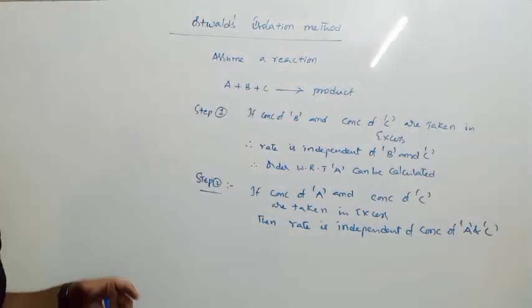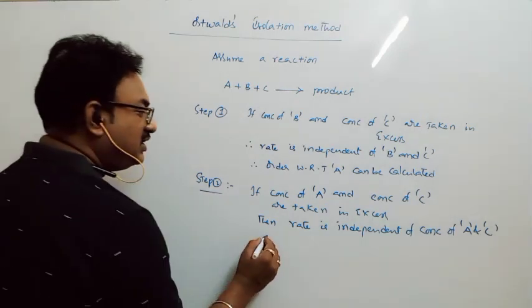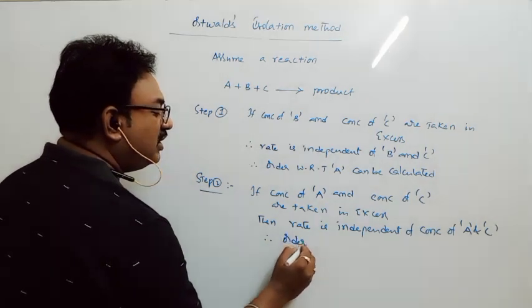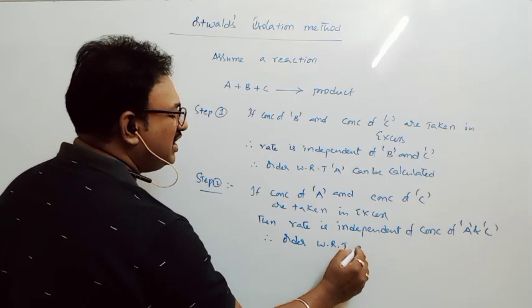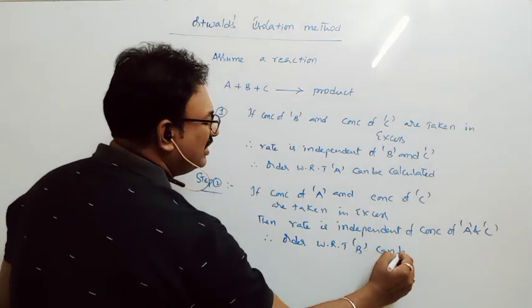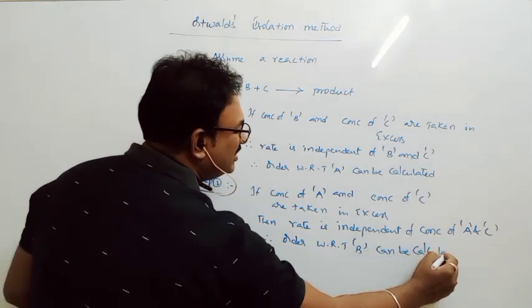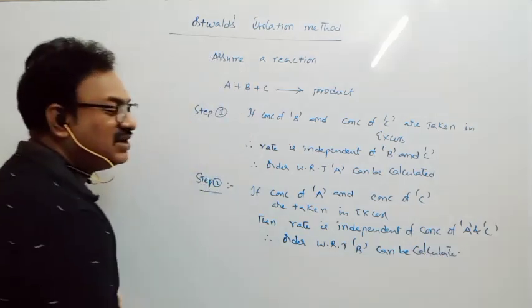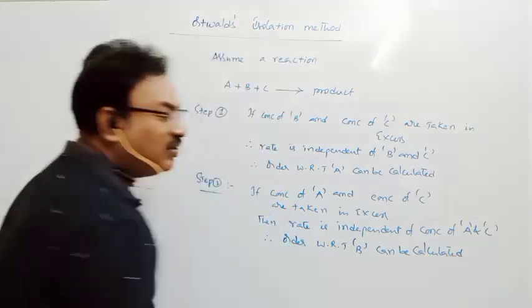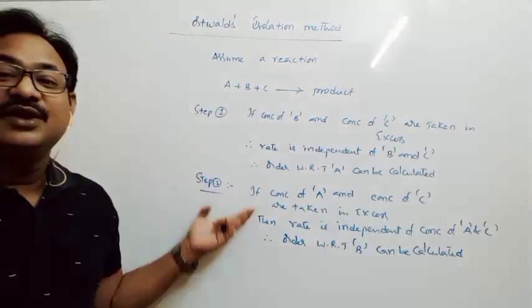Then rate is independent of concentration of A and C. Therefore, order with respect to B can be calculated. समझ गया? So that's why isolation method. Okay. Now step 3. I think you can automatically understand.